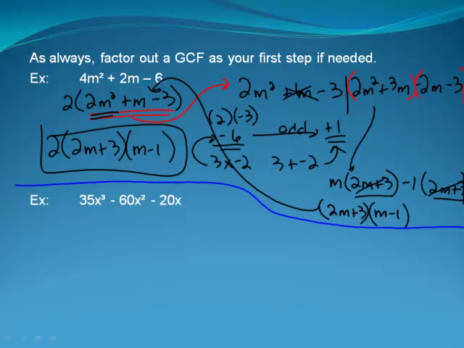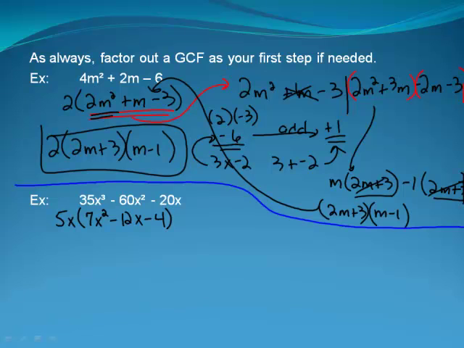So out of 35x cubed minus 60x squared minus 20x, we can see that we can pull out from the coefficients a 5, and we can also pull out one of those x's. So if you pull out a 5x, 35 divided by 5 is 7. We had 3 x's, we pulled out 1, that leaves us with 2, or x squared. Minus 60 divided by 5 is minus 12, and we only pulled one of the x's out, so we're still left with an x. Minus 20 divided by 5 is minus 4, and we pulled the x out, so the x is gone in that last term in that group.